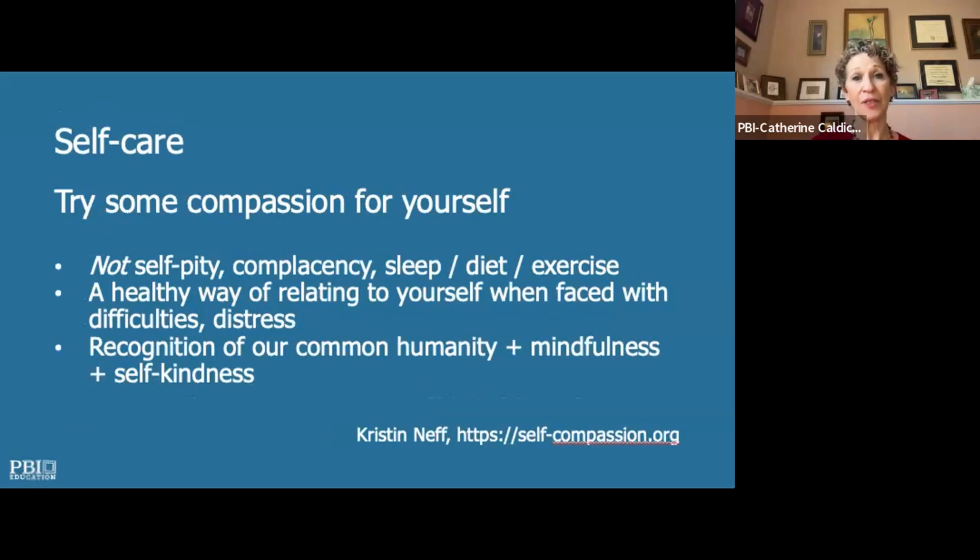Now, what is self-compassion? It is not the same as self-pity or complacency or having good sleep or diet or exercise habits. Self-compassion is a healthy way of relating to yourself when you're faced with difficulties or distress, and it has three components. You recognize our common humanity, and by that I mean feelings of inadequacy or frustration are part of the human experience. The second component is mindfulness. So don't ignore the pain or the distress, but don't engage in self-criticism. And then the third component is self-kindness. So treat yourself as a friend would treat you. You don't suppress, but you also don't exaggerate your feelings.